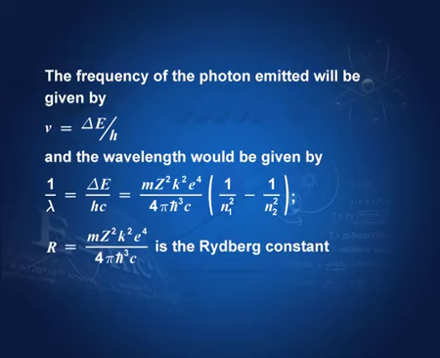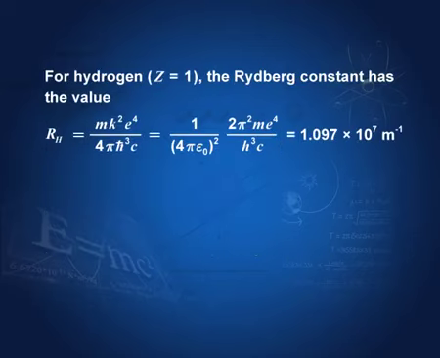This quantity R is the Rydberg constant, and for hydrogen, for which Z is equal to 1, the Rydberg constant has the value R equal to m k squared e^4 by 4 pi h-cross cubed into c, and if you substitute the values, you get 1.097 into 10 to the power 7 meter raised to power minus 1. So, that is the value of the Rydberg constant for hydrogen.